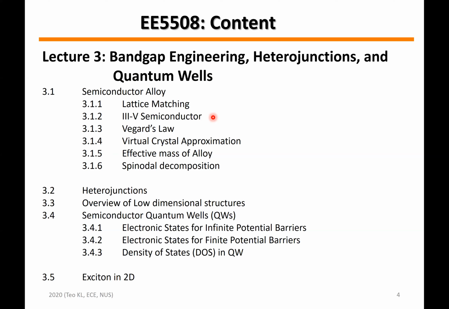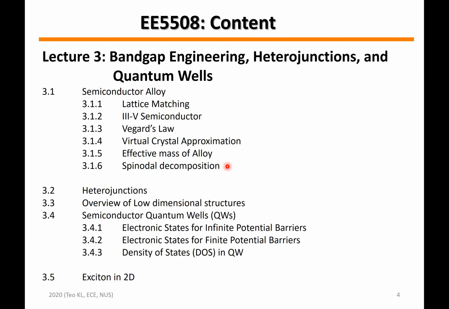The model used in some cases for alloy is based on an interpolation scheme, such as Vegard's law and virtual crystal approximation, and they interpolate from the related binary semiconductors. For example, aluminum gallium arsenide alloy would derive its properties from its binary semiconductors, aluminum arsenide and gallium arsenide. We will discuss how to interpolate the lattice constant, bandgap energy, effective mass of the alloy from the binary semiconductors.